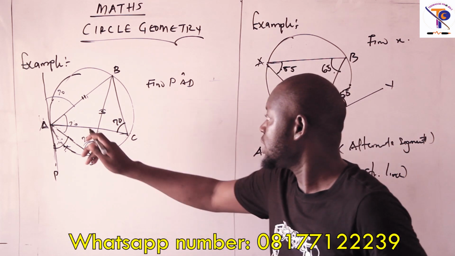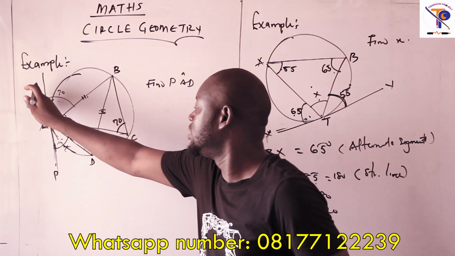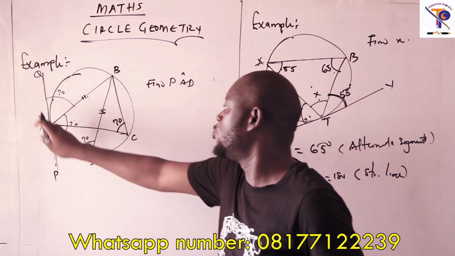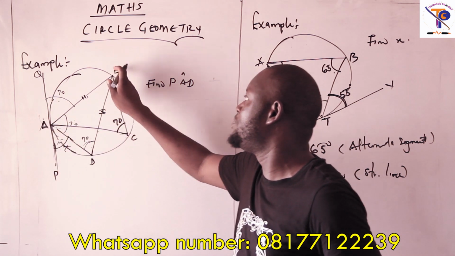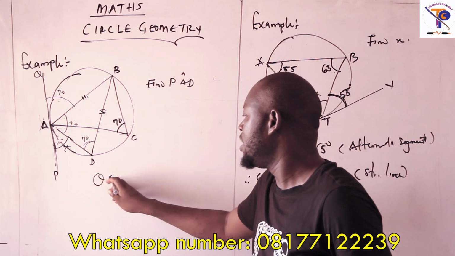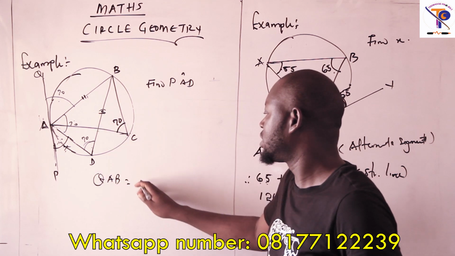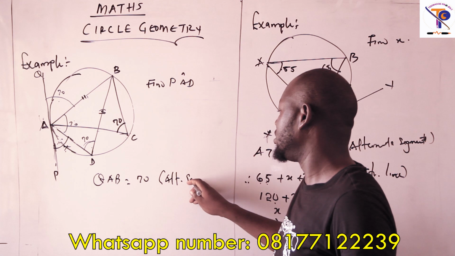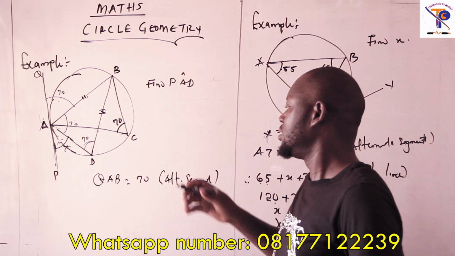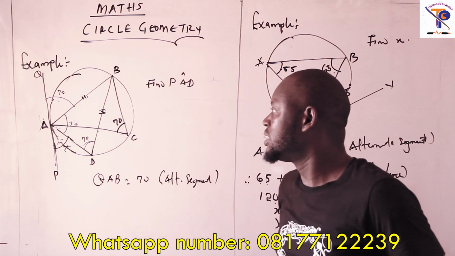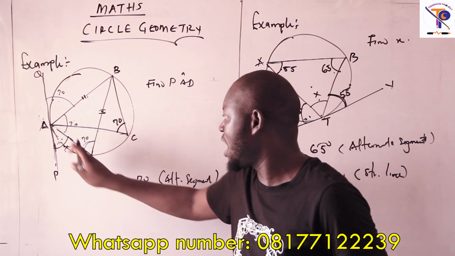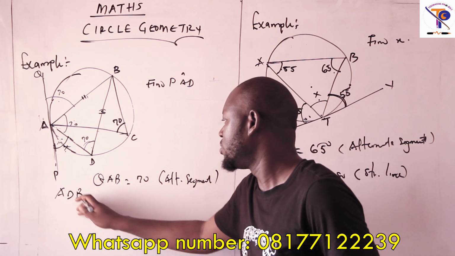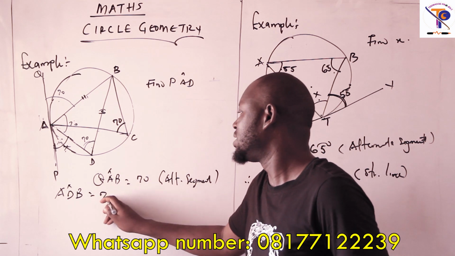Then we say, let me call this one Q now. So I will have QAB. That means QAB is equal to 70 degrees. Why? Alternate segment. So if this one is 70 degrees, then we have ADB too. So ADB as well will be equal to 70 as well.